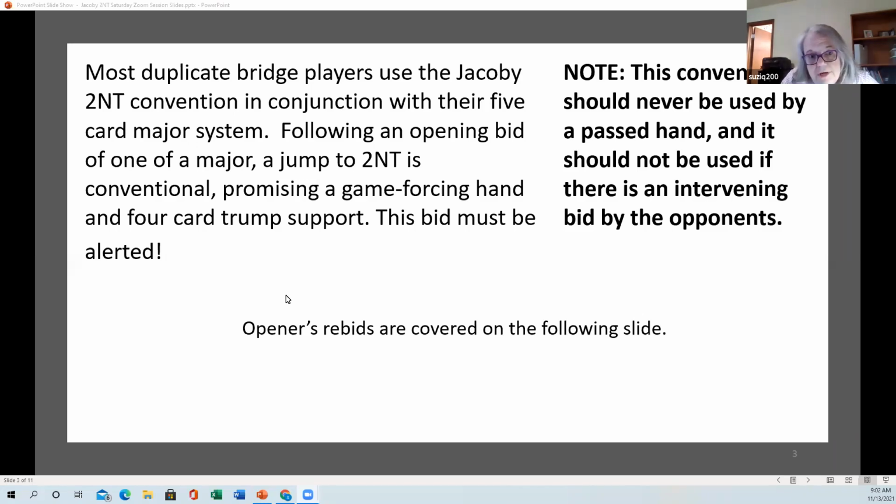Now, because this 2 no trump bid doesn't mean no trump, we're not proposing no trump here as the strain, it has to be alerted. And that means that the partner of the bidder of 2 no trump must alert it. Or in other words, the opener must alert it. Now, that means 2 things. First off, it's never used by a passed hand.